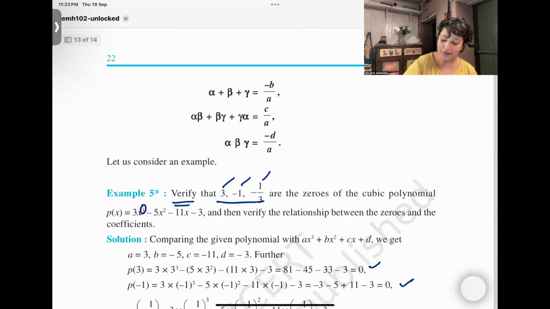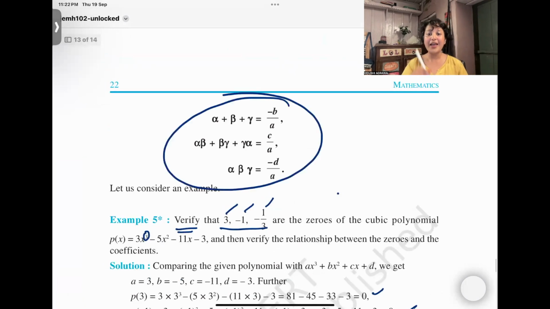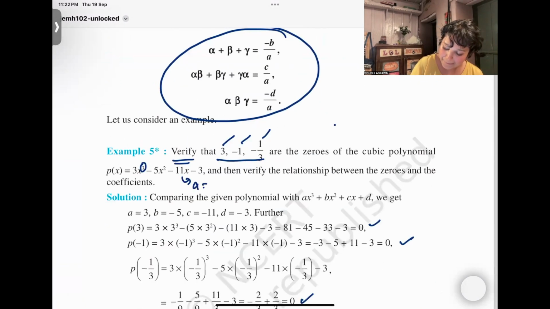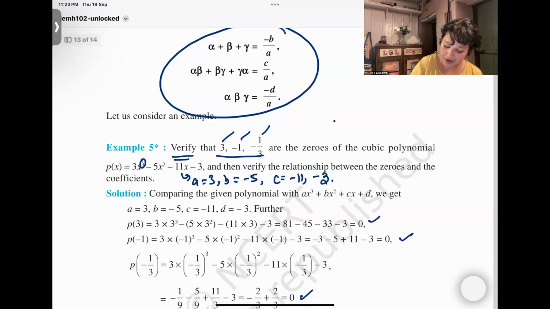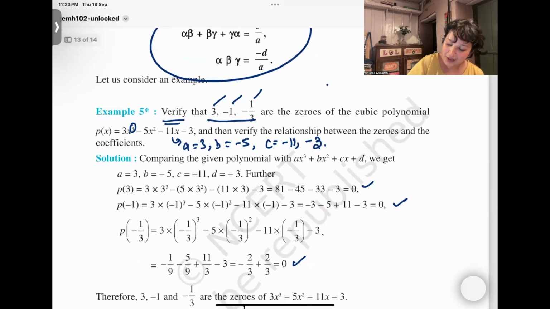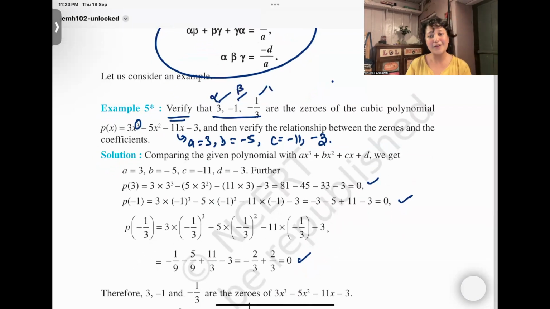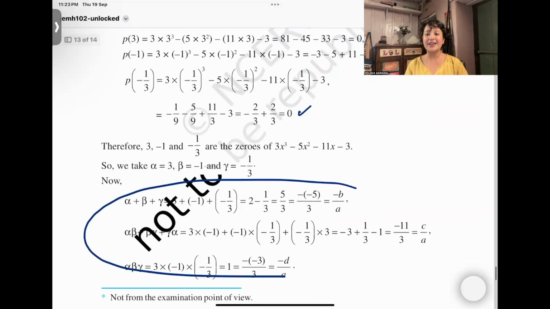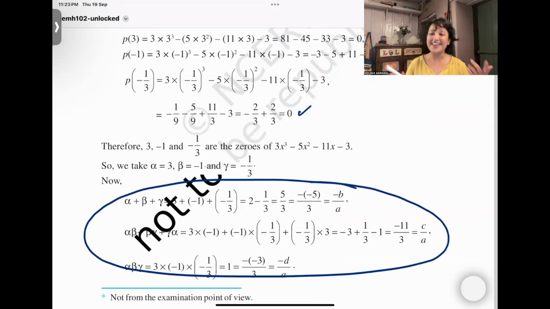This is a formula, and we started this in the previous class also. Alpha plus beta plus gamma is minus b upon a. Now what is a, b, c, and d? A is 3, B is minus 5, C is minus 11, and D is minus 3. Alpha, beta, gamma: alpha is 3, beta is minus 1, and gamma is minus 1 upon 3. Just put all these things in this formula, and you will see that your LHS will be equal to RHS, hence proved.